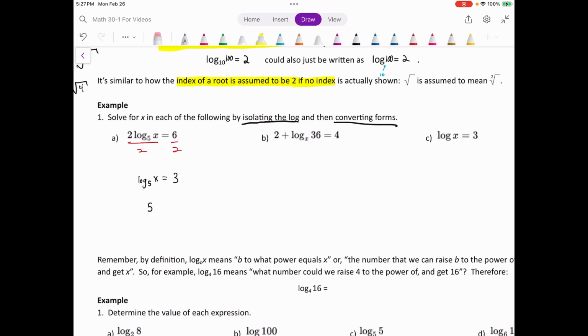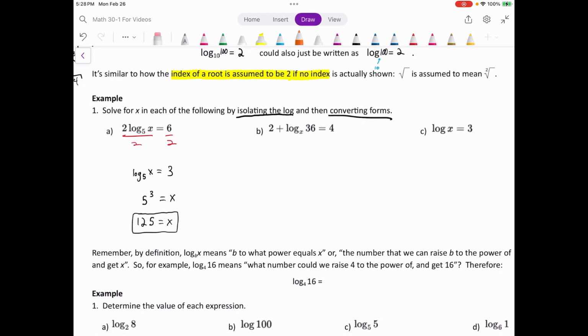5 to the power of 3 equals x. This to the power of this equals this. 5 to the power of 3 equals x. So x is just 5 cubed. What's 5 cubed? 5 times 5 times 5? That's 125. So x is just 125. There we go. We solved for x by isolating the log and then converting forms.